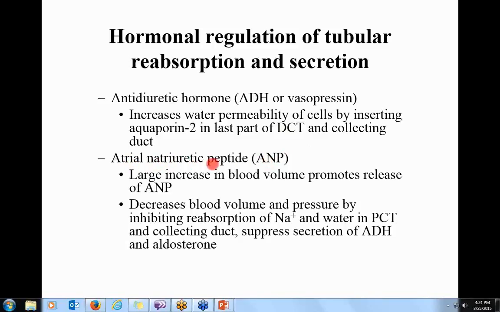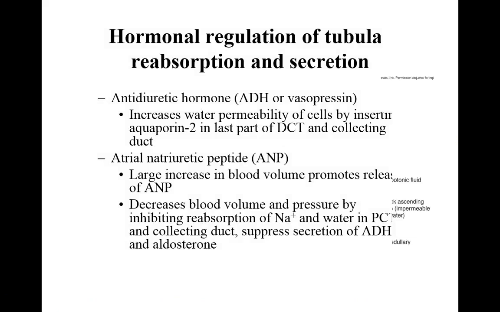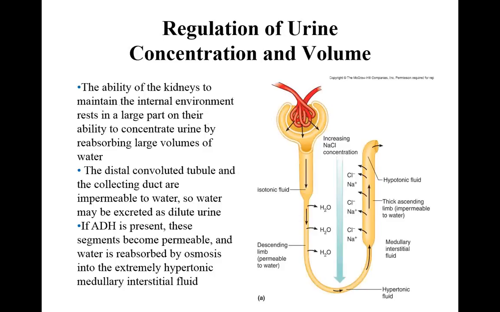Atrial natriuretic peptide. This wants to decrease blood volume, I'm sorry, by inhibiting reabsorption of sodium, and it's going to inhibit water reabsorption in the proximal convoluted tubule and collecting duct by suppressing antidiuretic hormone and aldosterone. So ANP does the opposite of aldosterone and antidiuretic hormone. Okay.